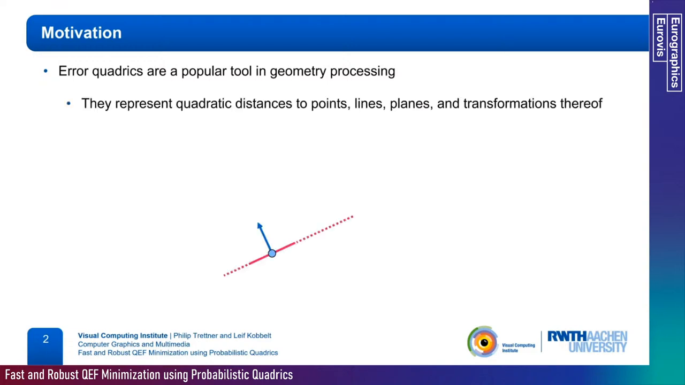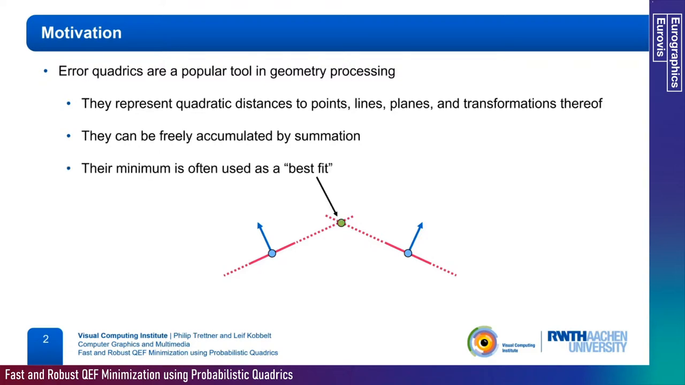In general, error quadrics represent different kinds of quadratic distances, such as distances to points, lines, planes, or also transformations thereof. A useful property of error quadrics is that when you've constructed error quadrics to multiple objects, you can sum up the resulting 4x4 matrices and end up with something representing the summed quadratic distance, similar to an L2 norm. You can then proceed to find the point that minimizes this combined error quadric, and this is some kind of best fit position. When, for example, you have multiple planes, it will default to the intersection of these planes.